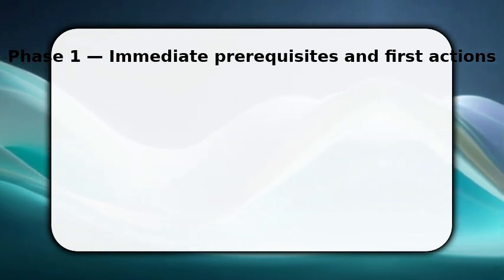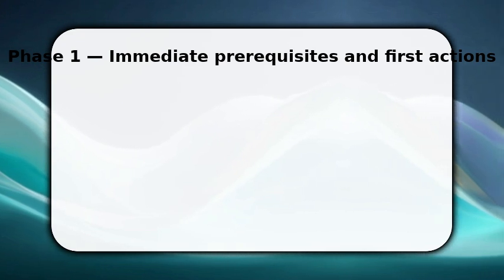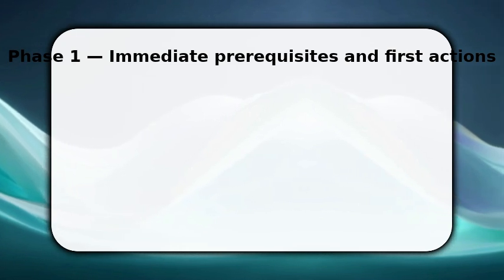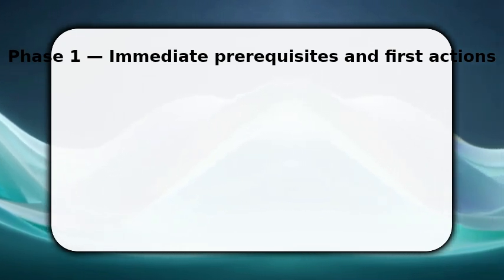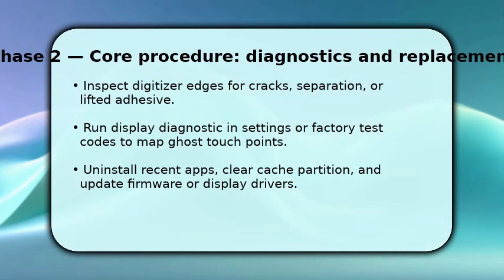You want evidence, not guesses, so test by tapping around the screen methodically while in safe mode and note which areas misbehave. With safe mode results, inspect the digitizer carefully. Pressure points, lifted adhesive, or tiny cracks can cause errant input.